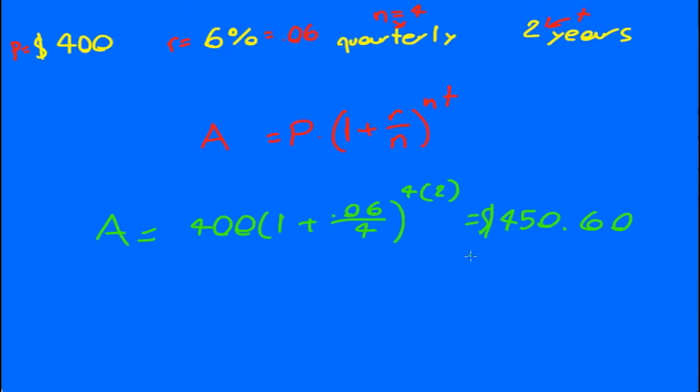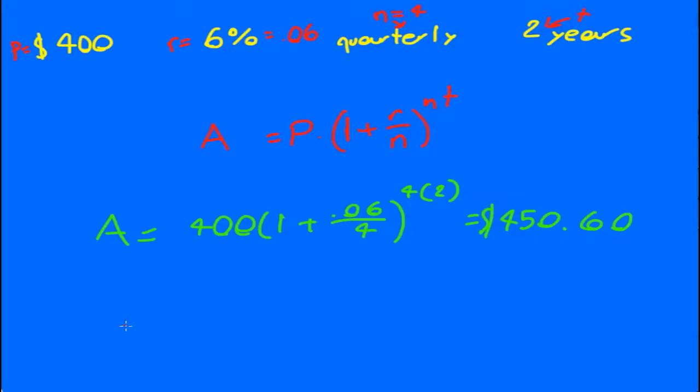Now, remember, the only thing that you need to know is that whenever you're given quarterly, it's going to be 4. Annually is going to be 1. Semi-annual is going to be 2. Daily is going to be 365. Monthly is going to be 12. So just plug all the values into your formula, and you'll do good in the test.